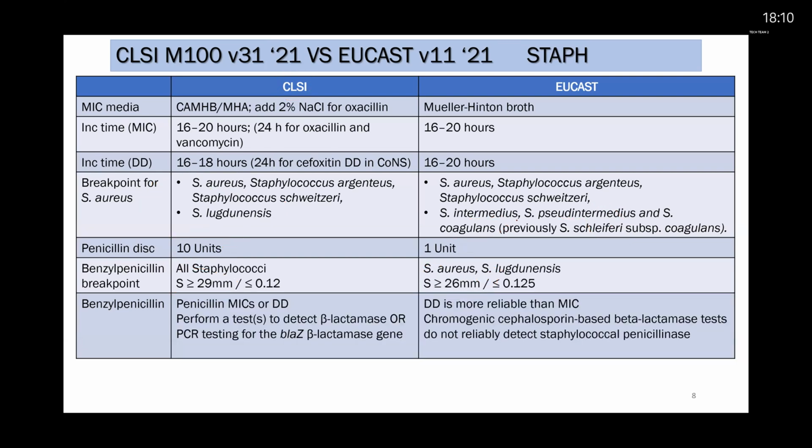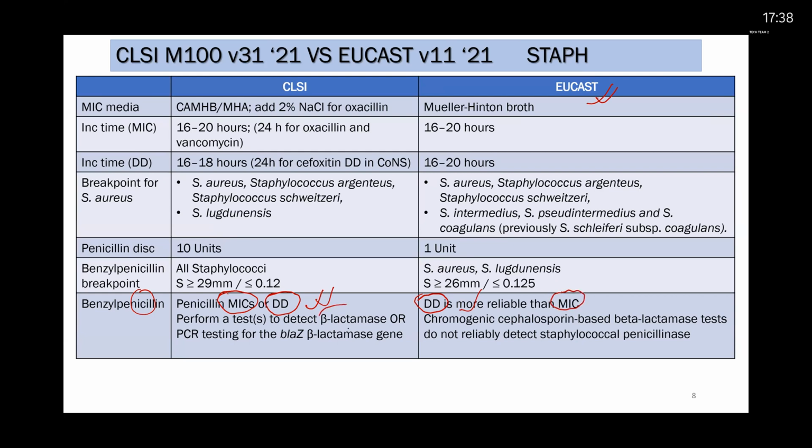Regarding the recommendations for penicillin, what CLSI says is that the MIC based method of penicillin as well as the disc diffusion method, if combined with the fuzzy test, that is a sharp margin or a fuzzy margin, are equally reliable. But EUCAST is of the view that the disc diffusion test of penicillin with the fuzzy test is more reliable than the actual MIC.